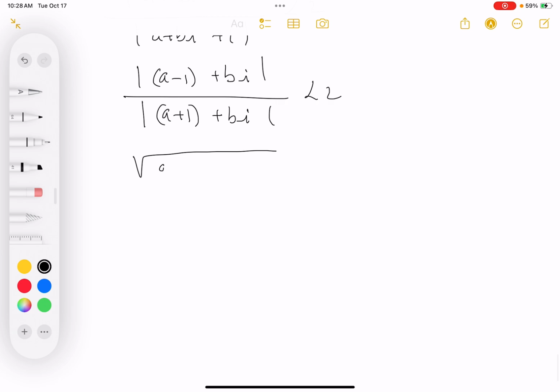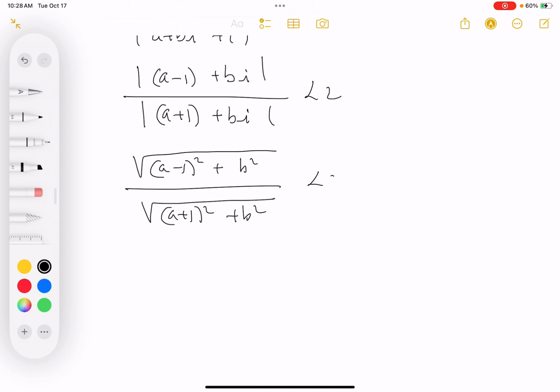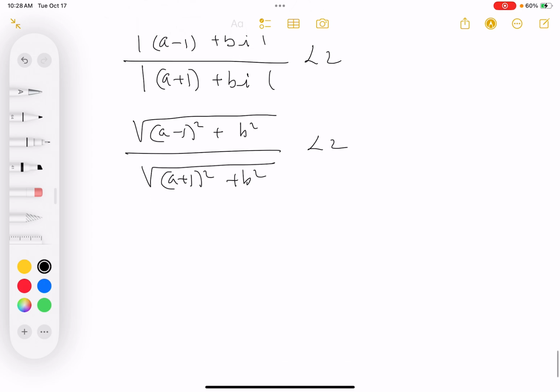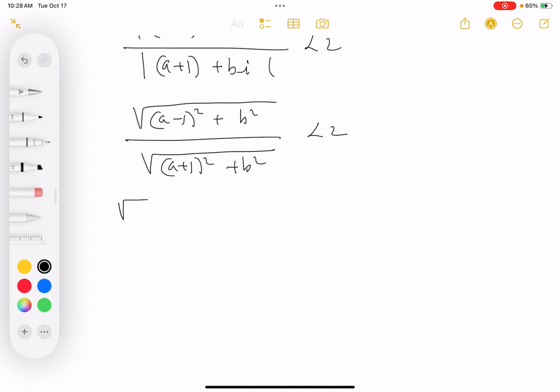So what do you get? On top, you get this: a minus 1 squared plus b squared. On bottom, what do you get? A plus 1 squared plus b squared is less than 2. By the way, what's nice about these numbers is they're positive numbers, so I can just multiply both sides by the LCD. And what do you get over here? You get this. And you get this.